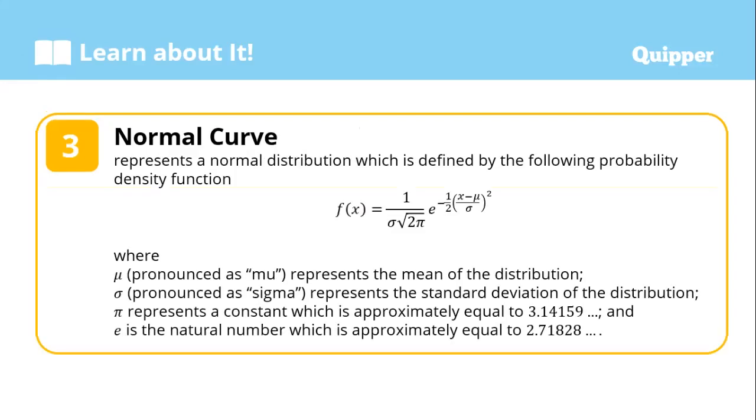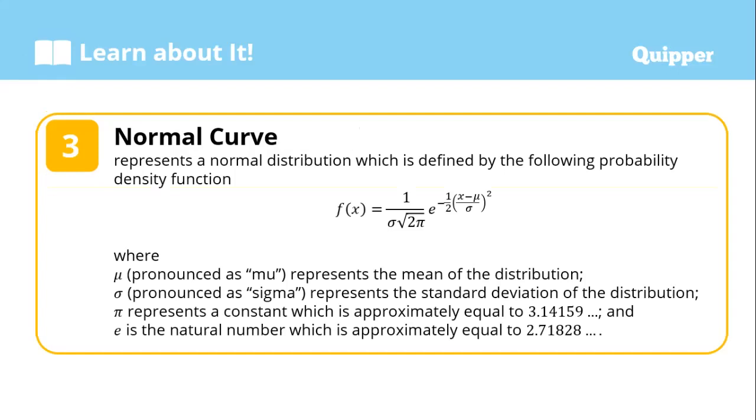So next we have the normal curve. The normal curve represents a normal distribution which is defined by the following probability density function. The formula: f of x is equal to 1 over the standard deviation times the square root of 2 pi, times e, the natural number, to the power of negative 1/2 times the quantity x minus mean over standard deviation, squared.